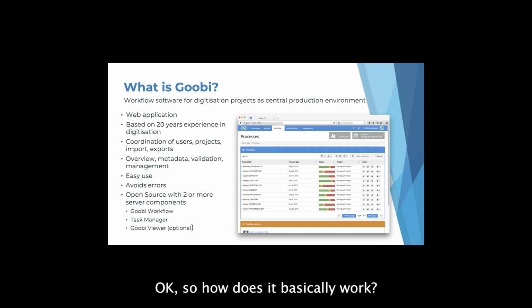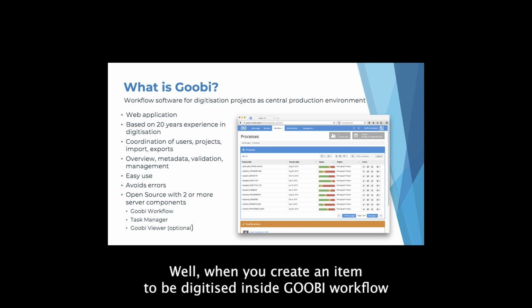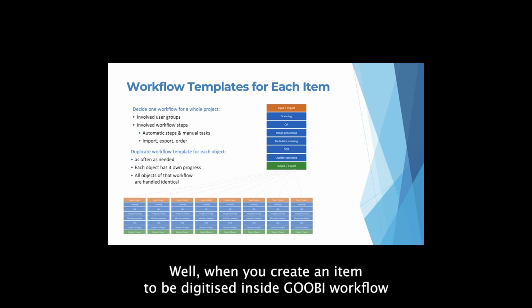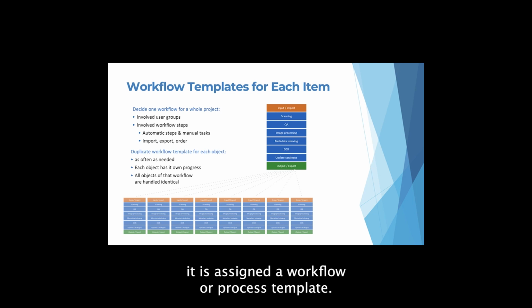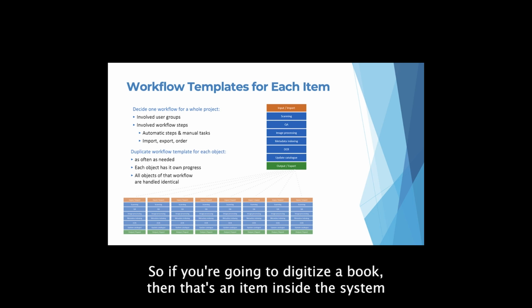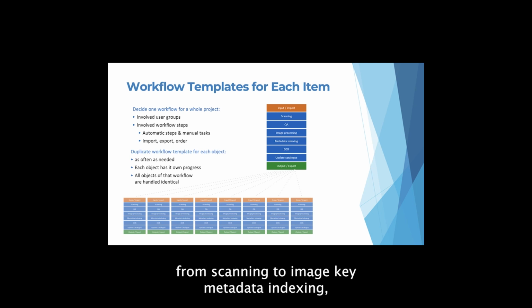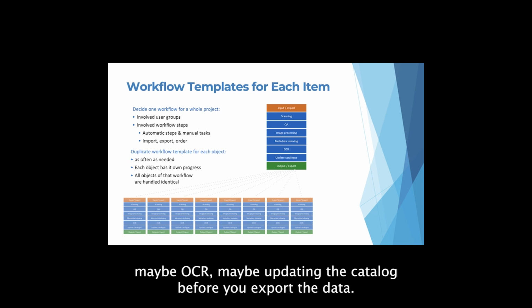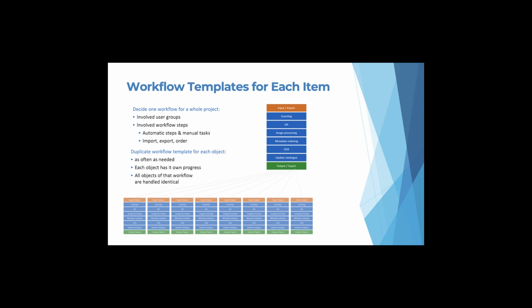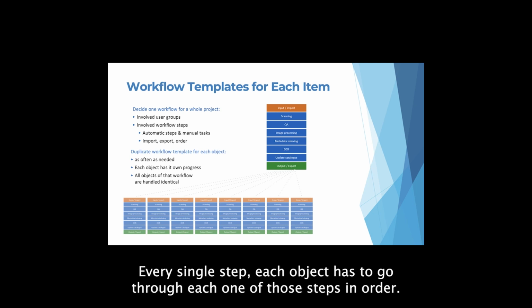Okay, so how does it basically work? Well, when you create an item to be digitized inside GOOBI workflow, it is assigned a workflow or a process template. So if you're going to digitize a book, then that's an item inside the system, and all the different steps that item has to go through, from scanning to image QA, metadata indexing, maybe OCR, maybe updating the catalog before you export the data. Every single step, each object has to go through each one of those steps in order.